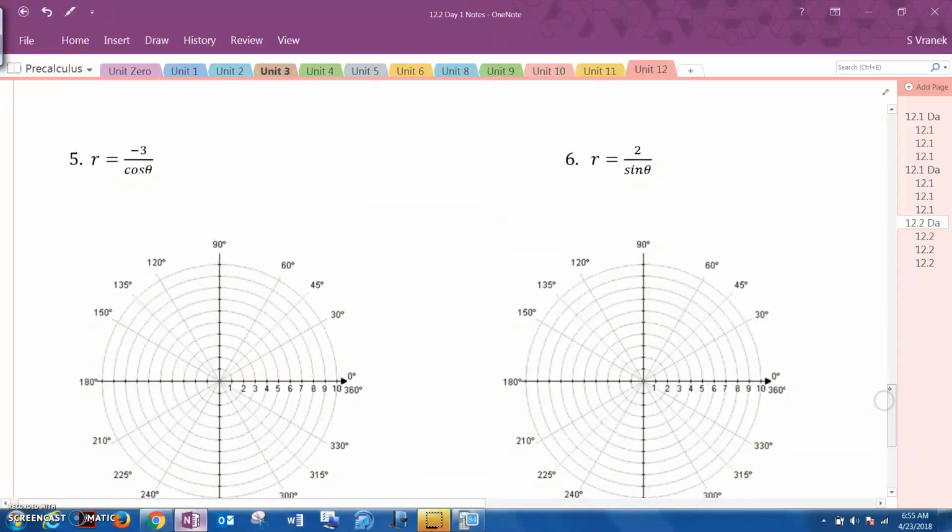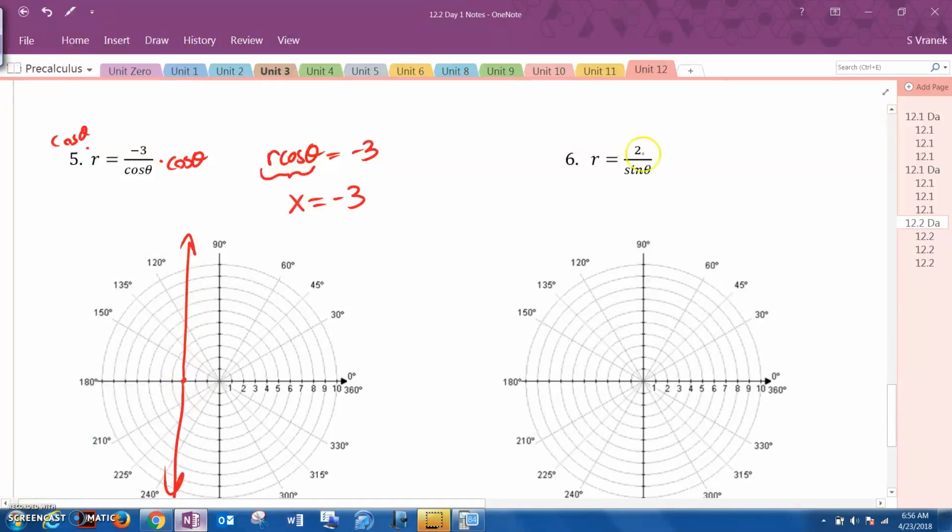Over here, we have r equals -3 over cosine theta. I don't like this format. I don't like things with division, so I'm going to multiply both sides by cosine, and this side also by cosine. So you get r cosine theta equals -3. Okay, you could do a table, but hopefully you guys just notice, what is r cosine of theta? It's x. R cosine of theta is x. So really this is a vertical line at -3. 1, 2, 3.